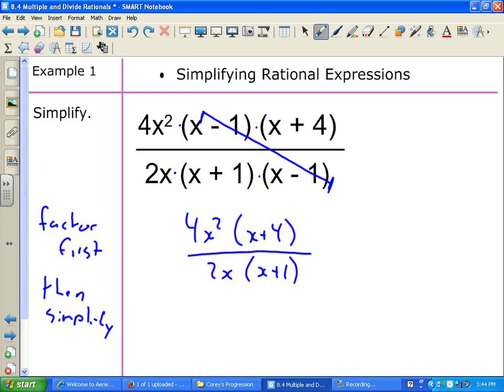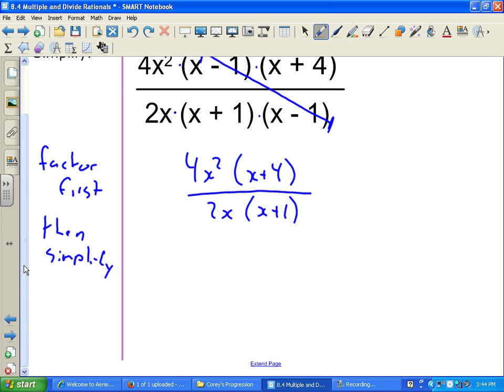At this point, some of you guys are thinking, 4x squared over 2x, I believe I can reduce, Mr. Wood. In fact, I recognize that there's a common factor between the 4 and the 2. So I think it's totally appropriate for me to simplify that. And you can. 2 goes into 2 one time, 2 goes into 4 twice. So now we have 2x squared times x plus 4 over x times x plus 1.